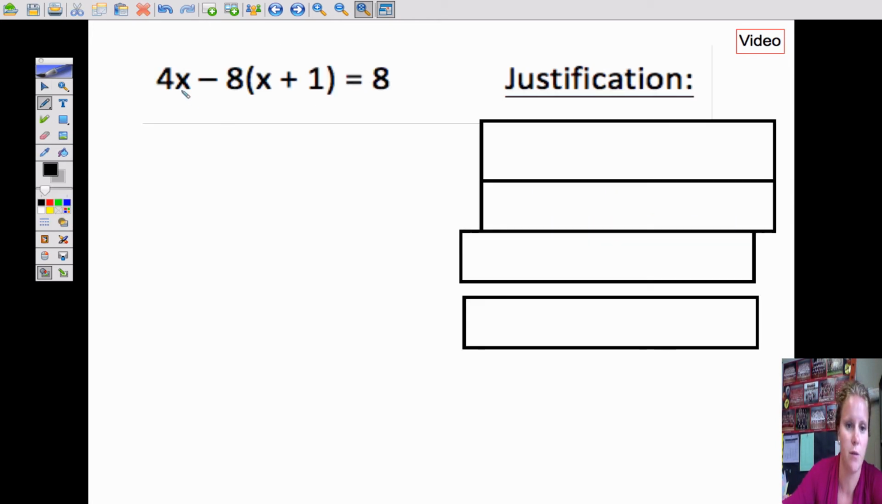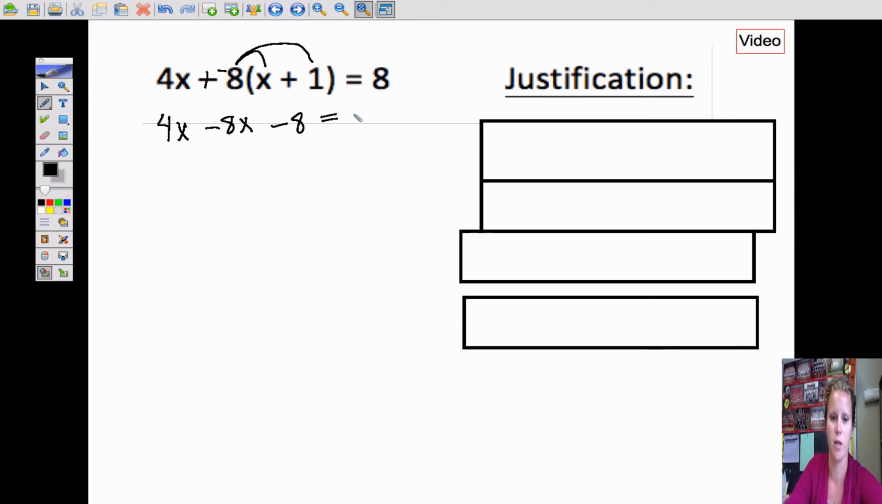Here we're going to use the first step to remove these parentheses. So I'm going to rewrite my 4x, and then I'm going to distribute this 8. You may notice that there's a negative sign in front of the 8. So if you like to, just go ahead and add a negative so that you remember that that 8 is a negative 8 because of that subtraction. So negative 8 times x is going to give us negative 8x, and negative 8 times 1 is going to give us just negative 8. And we have equal to 8.